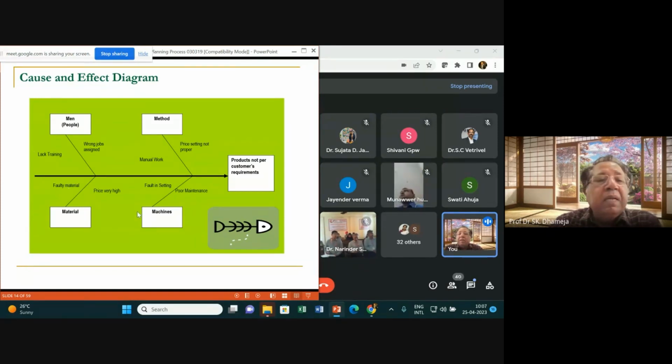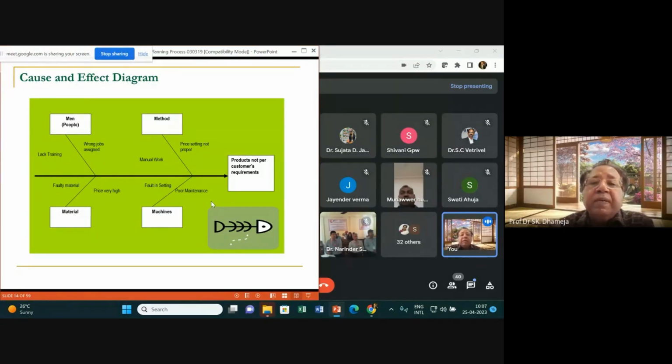The HR, they lack the training. Maybe the wrong jobs have been assigned to them. This could be a reason. If you talk of the materials, maybe there's a faulty material. Maybe the price is very high, which is causing over costing. Regarding the methods, maybe you're doing manual work, not in an automation testing mode. Price setting is not proper. If you talk about the machines, fault in settings and poor maintenance, and all this results in the products not being as per the customer's requirements.